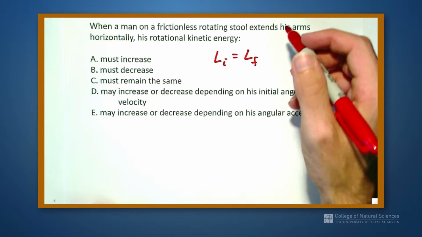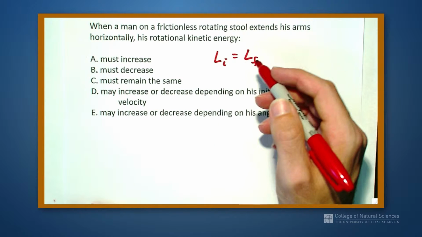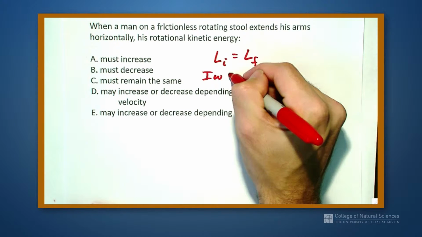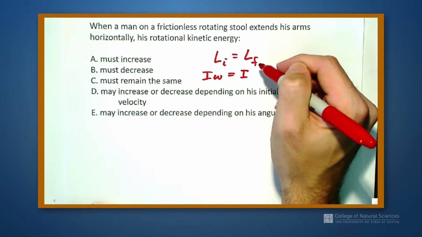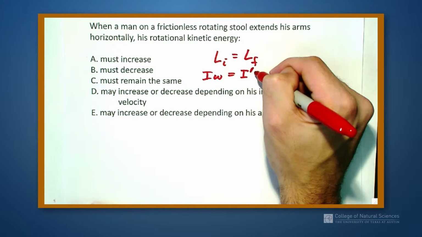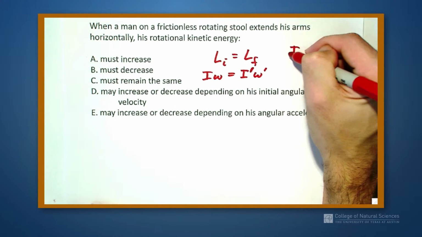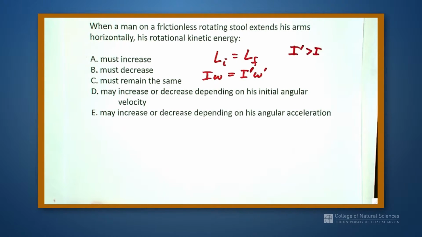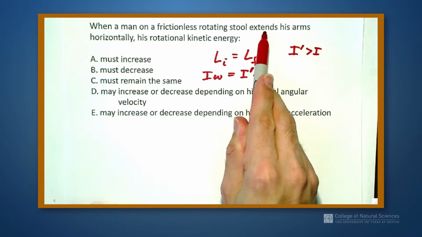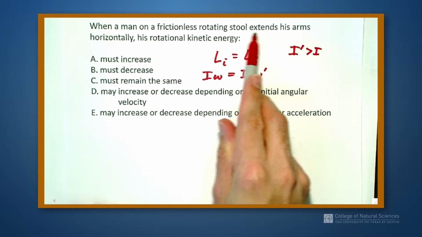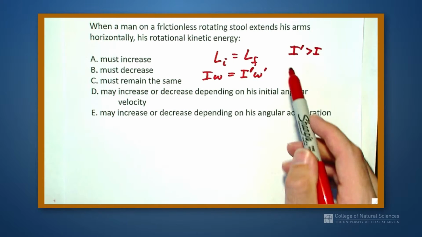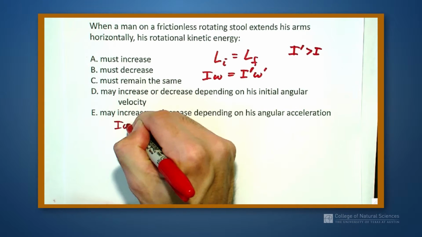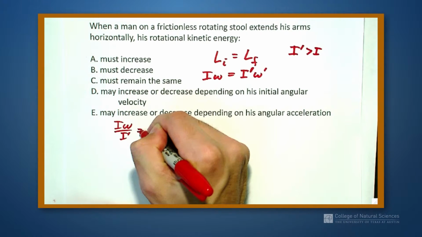And I'm going to assume that this person starts with I omega, a moment of inertia and an omega, and it's going to go to I prime omega prime. And I know there's one key fact: I prime is going to be larger than I. When the man extends his arms, the moment of inertia increases. Which means if I rewrite this equation, I omega over I prime is equal to omega prime.